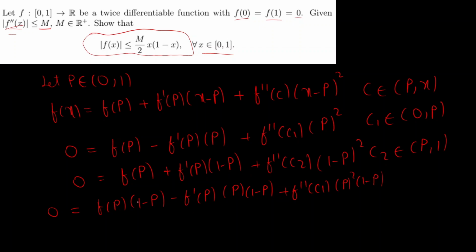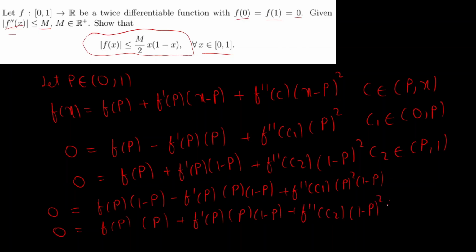Now I'll multiply with p on the second equation. I'll get f of p into p plus f dash of p into 1 minus p plus f double dash of c2 into 1 minus p whole square into p. Now if I add both of these equations, I can see that these terms will get cancelled.